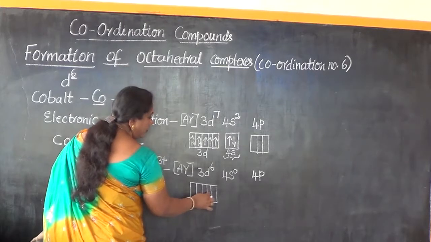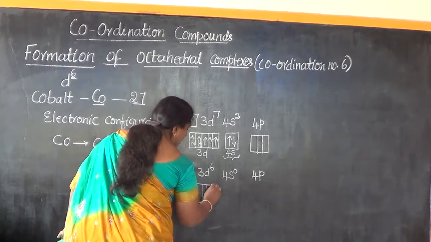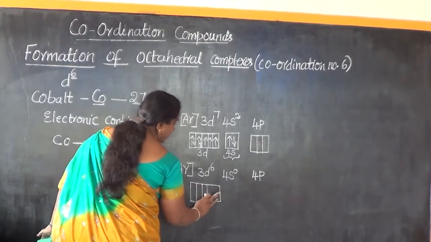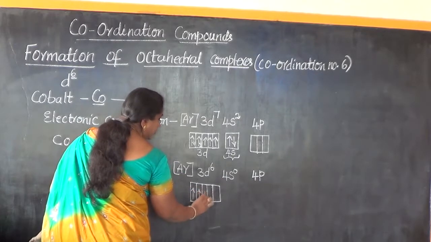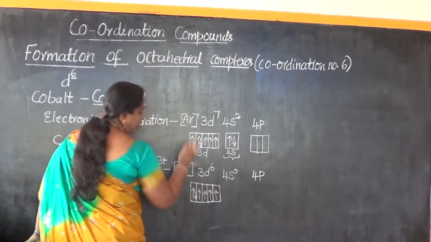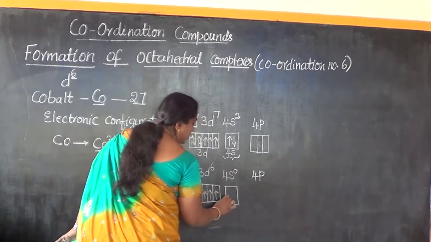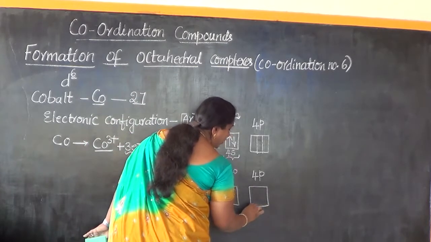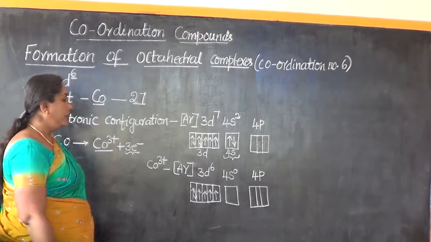So 1, 2, 3, 4, 5 orbitals of d. Let me draw the diagram a little more specifically. Okay. So first electron, second electron, third electron, fourth electron, fifth electron, and there goes the sixth electron. Now 4s is 0. This is an empty orbital now. As it is, the 4p orbitals were empty, so all the 4p orbitals are empty.